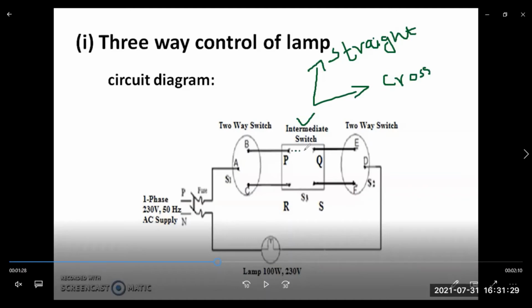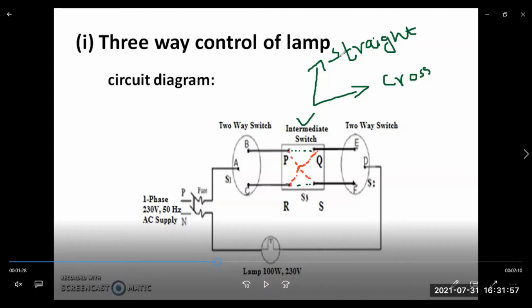So if I want to connect PQ and RS, then it is known as straight connection. On the opposite side, if I want to connect PS and QR like this, PS and QR, then it is known as cross connection. Remember, straight connection and cross connection are possible only one at a time. The two types of condition never satisfy simultaneously. Separately we have to do it.